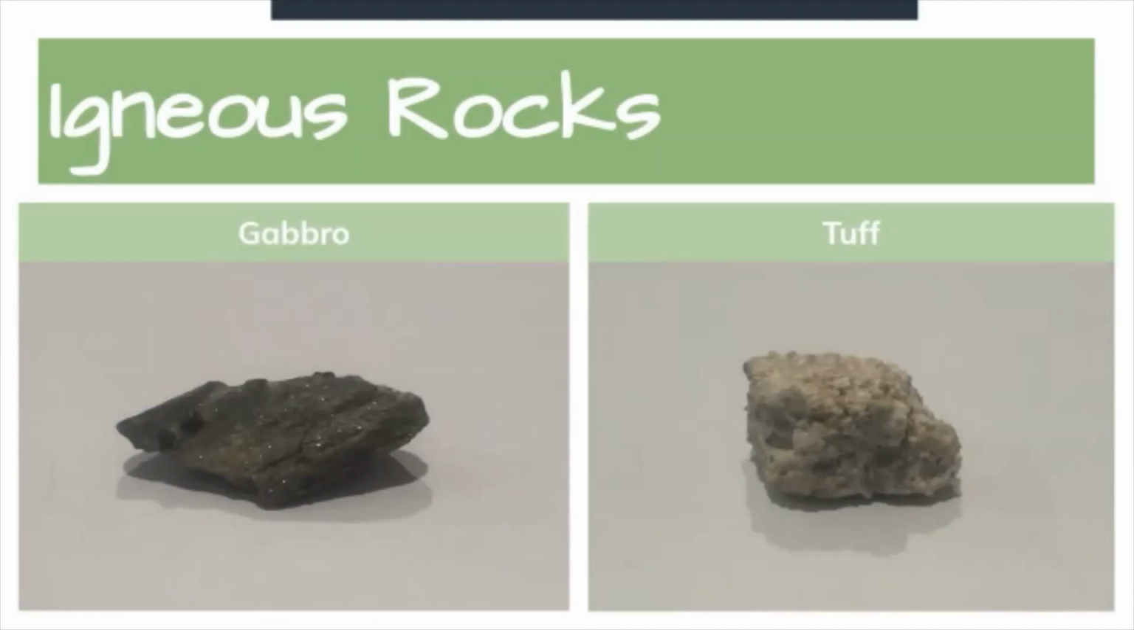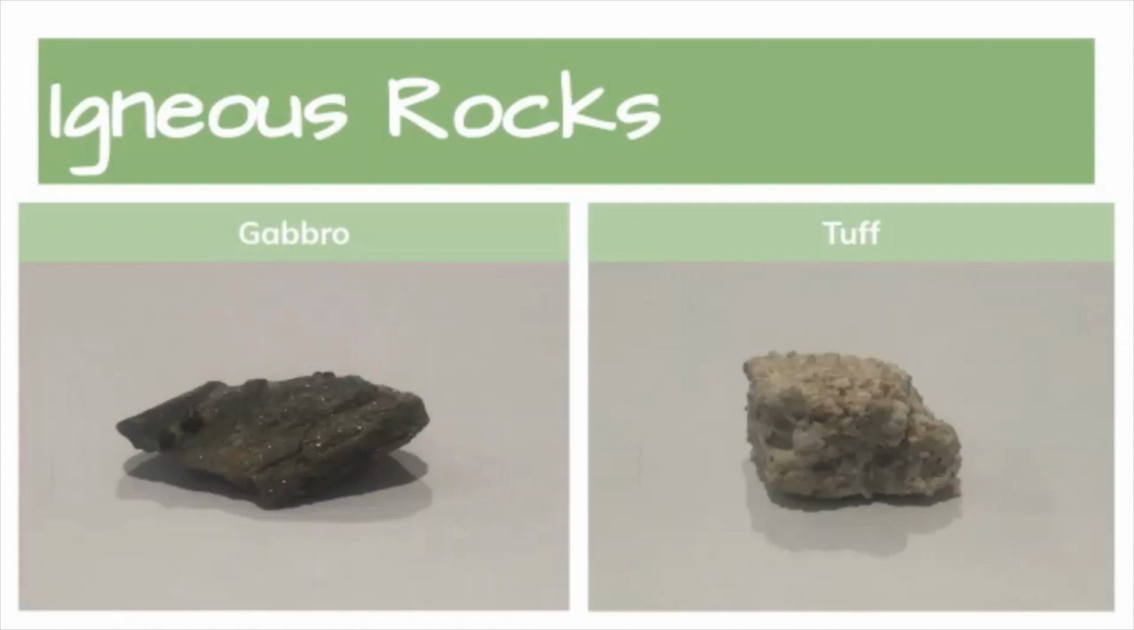Next up, we have gabbro and tuff. Gabbro is an intrusive igneous rock. It's coarse-grained, and it's formed from slow cooling magma that was rich with magnesium and iron. It's named after an area in Tuscany, Italy, where it was first found. Much of the Earth's oceanic crust is made of gabbro, and it can often be found in ophiolites, which is sections of the crust that's been uplifted above sea level.